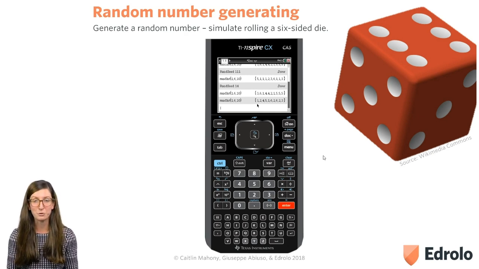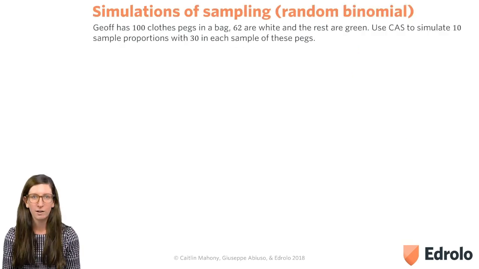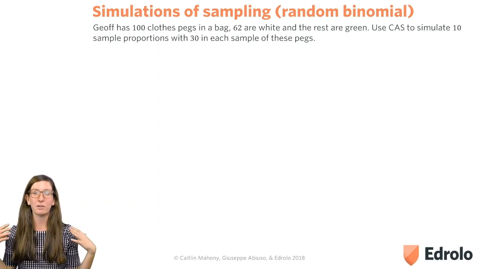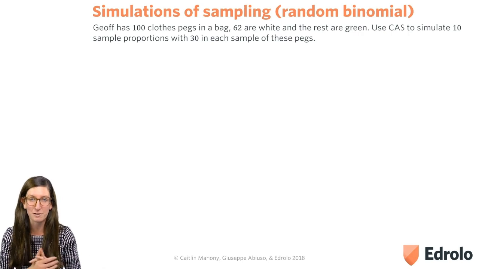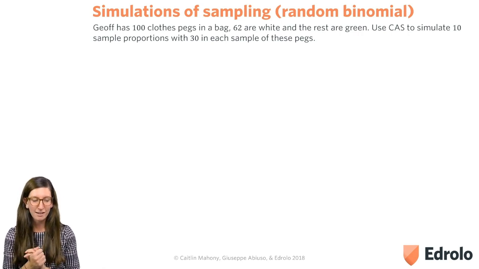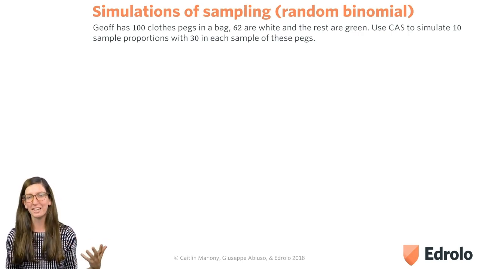That's a nice handy way to produce a random number. Okay, now we can do something kind of cool with the CAS. We can do simulations of sampling using random binomial situations. So in this situation, what are we looking at?